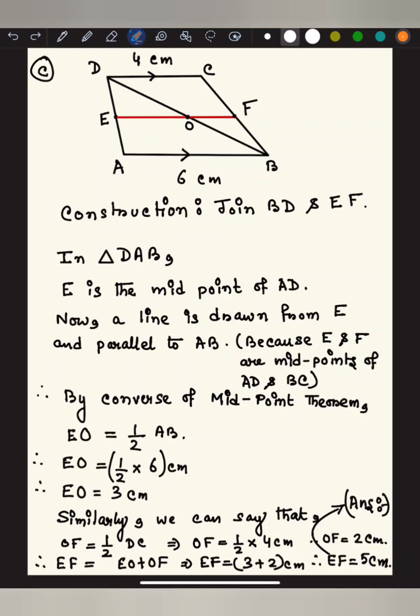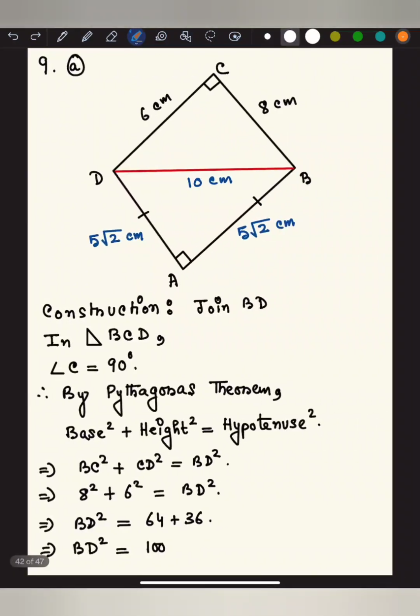Got it? Okay, so let's come to question number 9 subpart A. Here we are given in a quadrilateral ABCD, AB equals AD. This is a quadrilateral I have drawn such that AB is equal to AD. Okay, and angle A equals 90 degrees, and angle C is also equal to 90 degrees. Again, BC equals 8 cm given, and CD equals 6 cm.